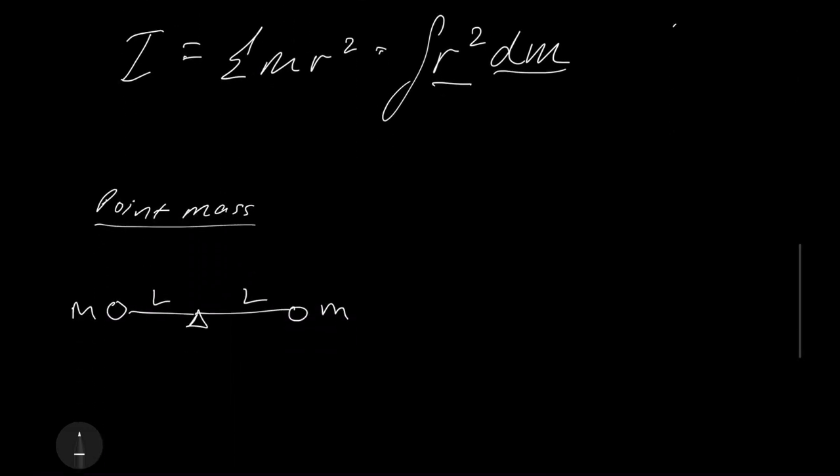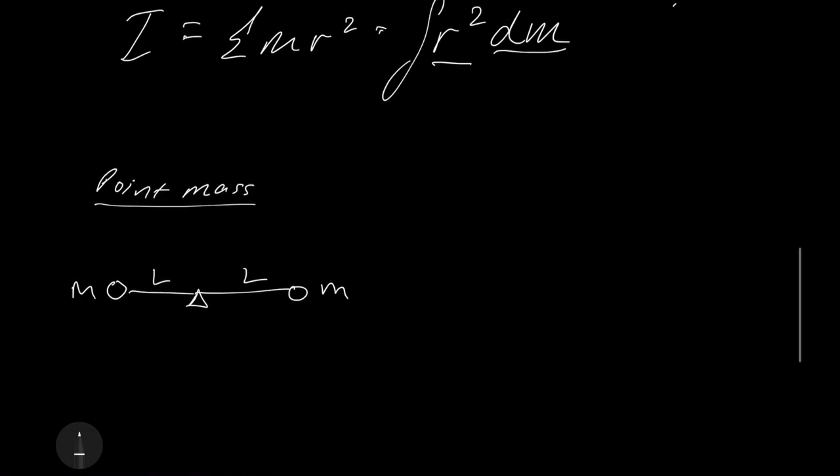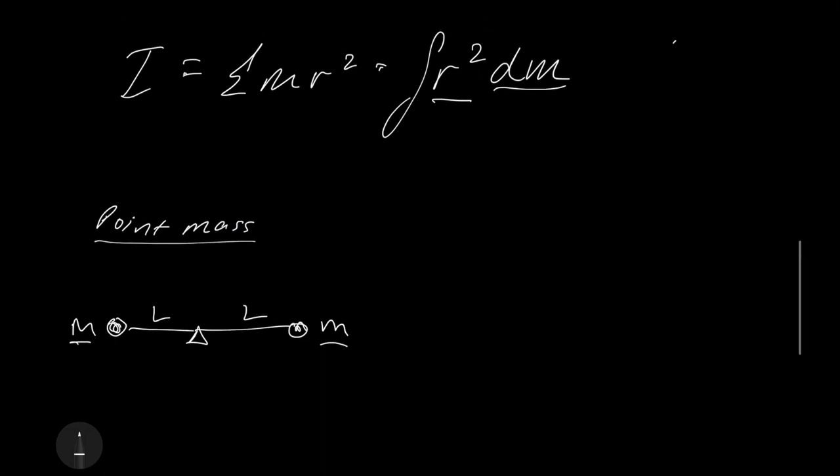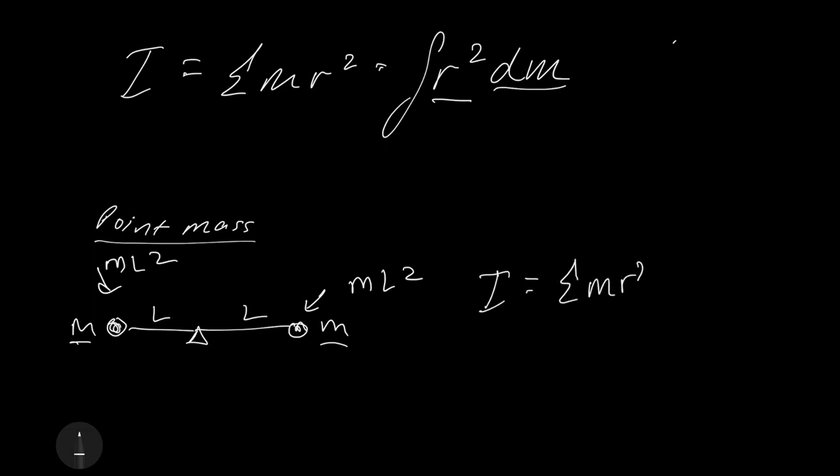Now, let's take a point mass scenario. Here we have a ball of mass m on each side, and they're both a distance L from the fulcrum. So here, the moment of inertia on this ball would be mL squared. Now the moment of inertia on this ball would also be mL squared. So if we have I equals sigma mr squared, it would just equal mL squared of this ball plus mL squared of this ball. And that's just going to be 2mL squared.